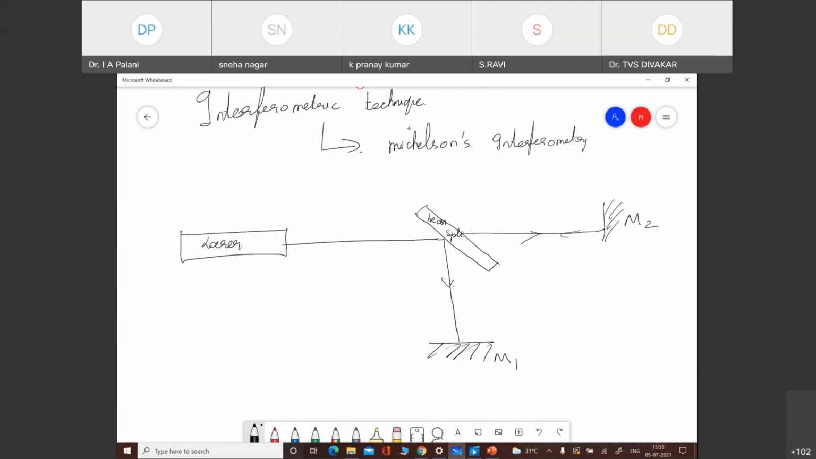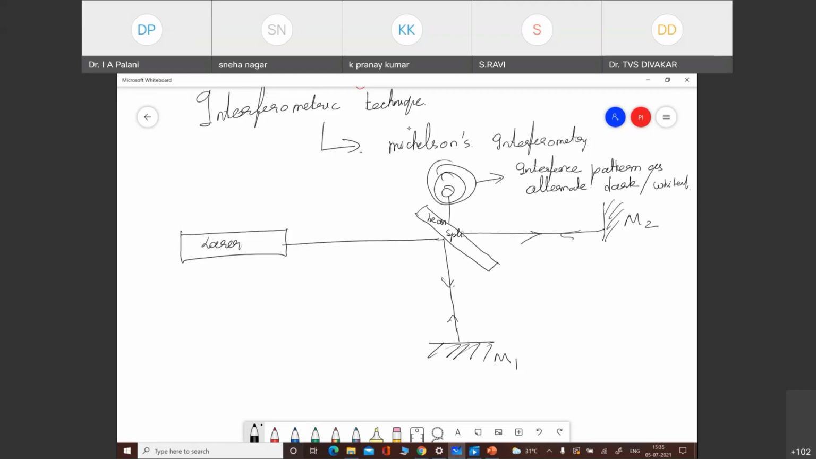Because of the back reflection from the mirror M2, it moves back. Finally, it falls on the surface, forming this kind of interference pattern. If we have a closer view of this interference pattern, it has alternate dark and white fringes. It depends upon the color.